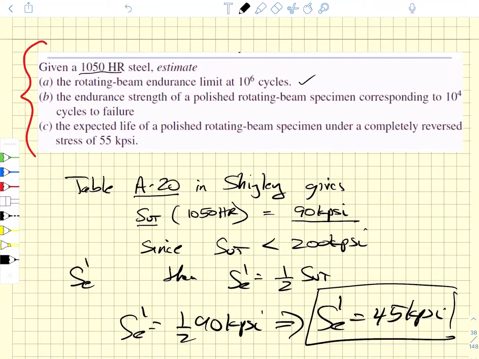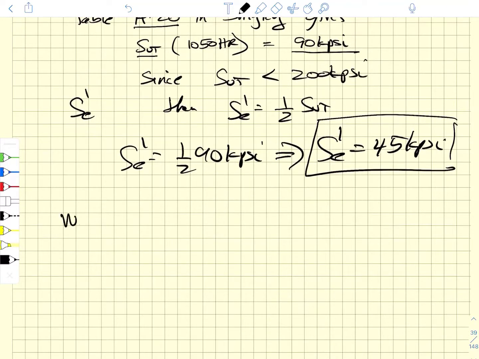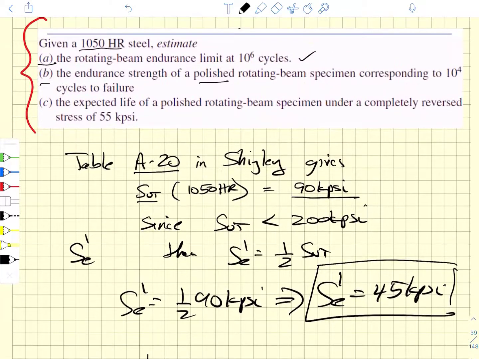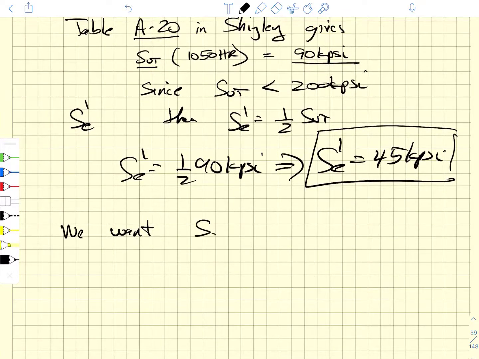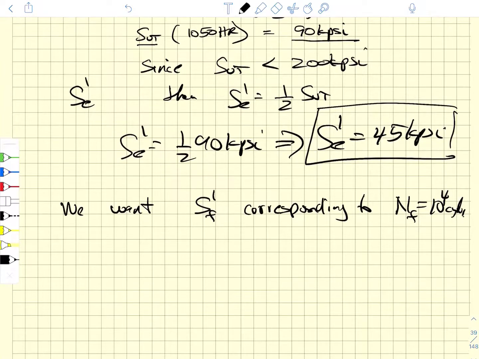So we've answered the first question. We find the endurance limit. The next question says, what's the endurance strength of a polished rotating beam specimen corresponding to 10 to the 4th cycles to failure? So we don't really want the endurance strength, we want the fatigue strength. We want S_F prime corresponding to a lifetime of 10 to the 4th cycles. That puts us squarely in the high cycle fatigue regime, with N_F greater than 10 to the 3rd and less than 10 to the 6th.